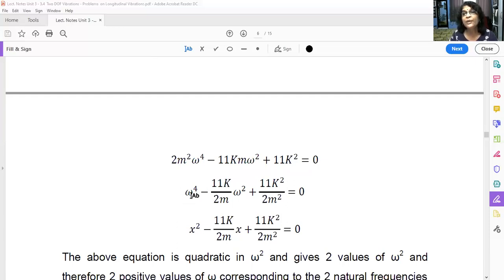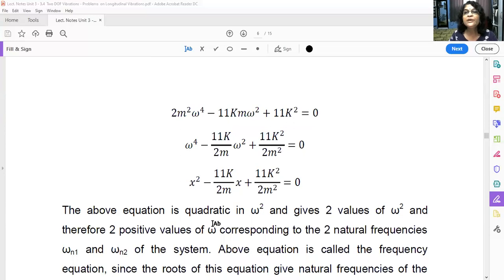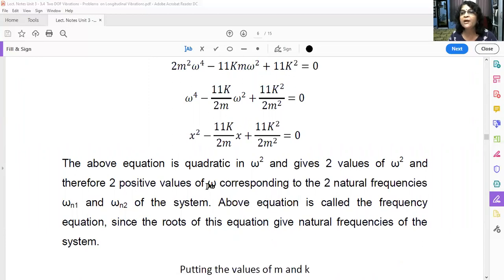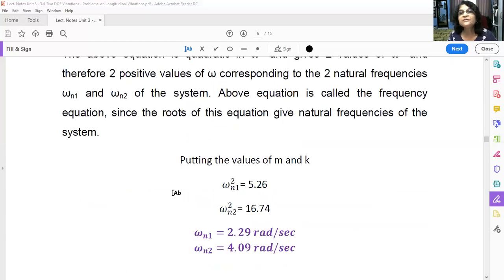Omega raised to 4 minus 11k upon 2m omega square plus 11k square upon 2m square is equal to 0. What is the type of this equation? ax square plus bx plus c is equal to 0. So we have to find out the values of omega square. So this will give you two positive values of omega, because it's omega square. Two values are there.